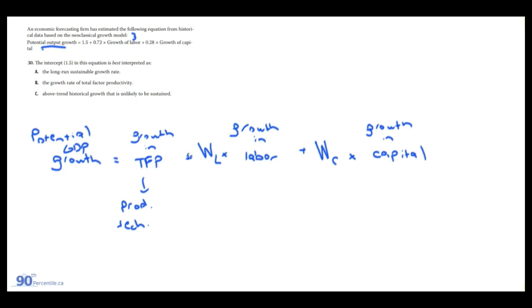It's always estimated. So you have the growth in TFP plus the weight of labor in national income, or the proportion of labor in national income, times the growth in labor plus the same thing for capital, right? So the growth in capital times the weight of capital in national income. So this question is pretty easy if we know this formula. So the intercept of 1.5 is best described as the growth rate of total factor productivity.